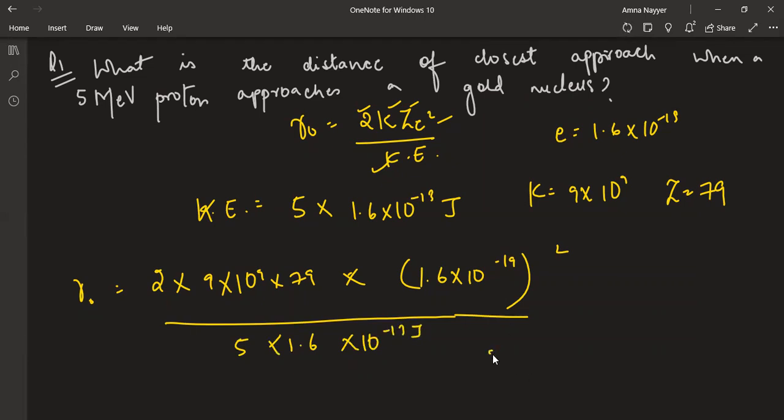So when you solve this, roughly you'll get your answer as 2.28. Or rounding it off, I'm writing it as 2.3 into 10 to the power minus 14 meters. Note down the solution. Let us practice one more numerical. That is actually a question from your NCERT and has come in CBSE 2015.